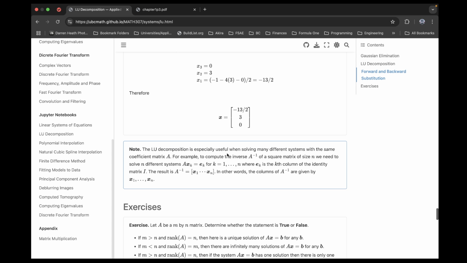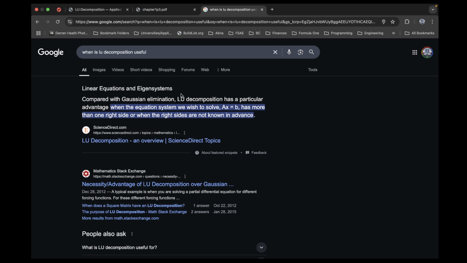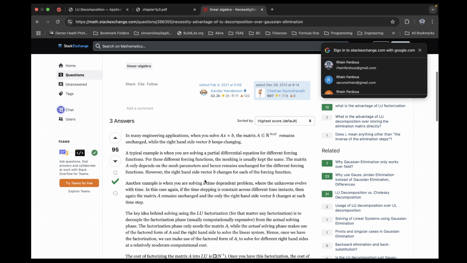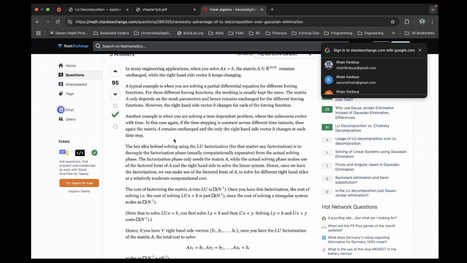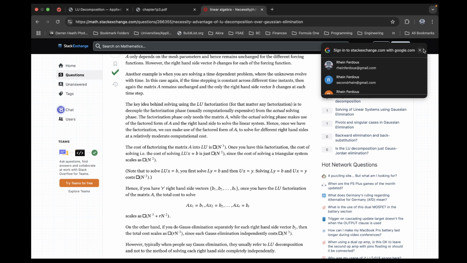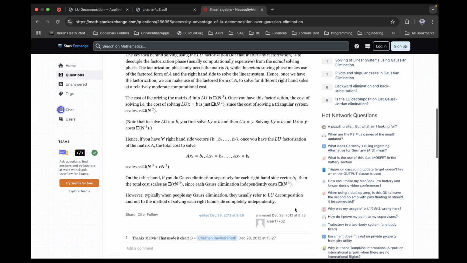So note, the LU decomposition is especially useful when solving many different systems with the same coefficient matrix A. Wait, when is LU decomposition useful? Okay, so there's a time complexity aspect.